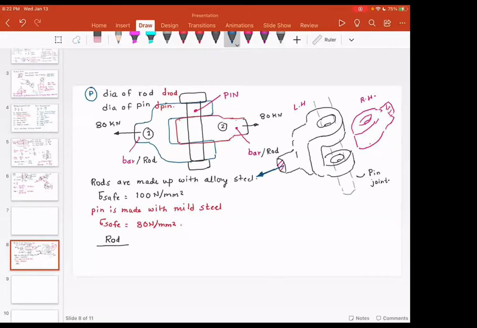So in the rod you are going to have sigma tensile. That will be P divided by A. Tensile stress is 80 kilonewton, 10 to the power 3, divided by, it's a circular cross section, pi by 4 d square, and that gives me the diameter of the rod. So the diameter of the rod, my answer is 32 millimeters.